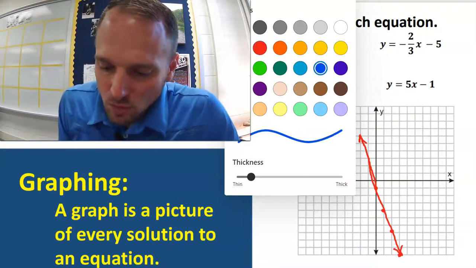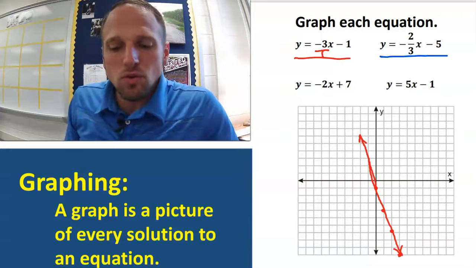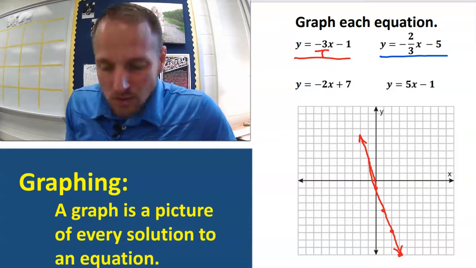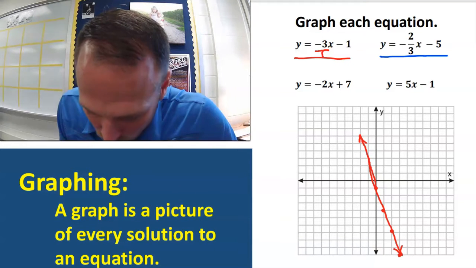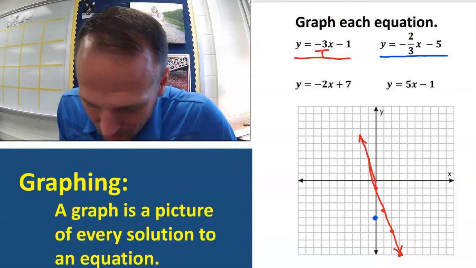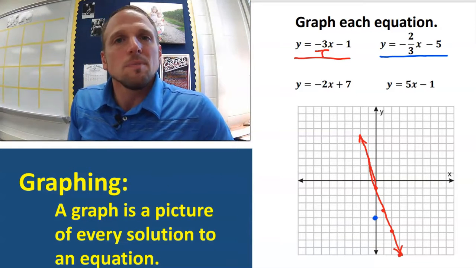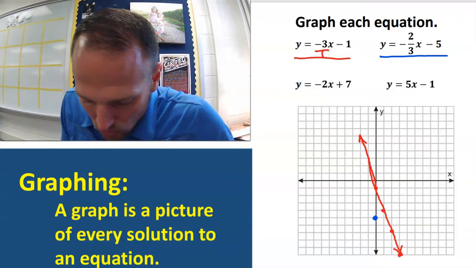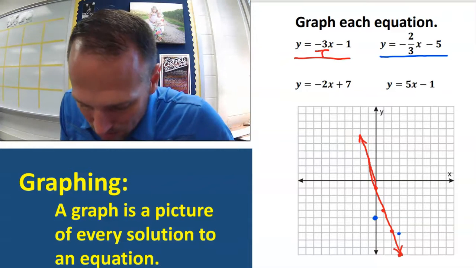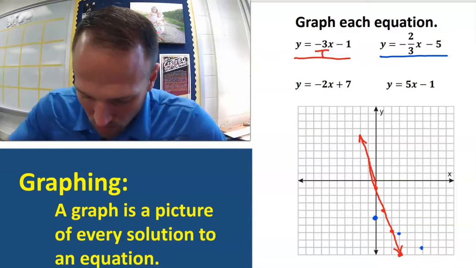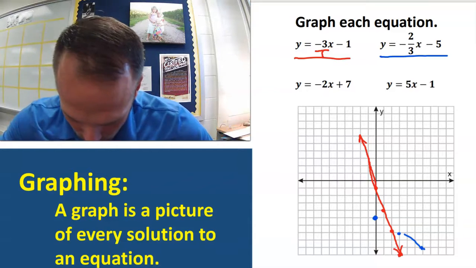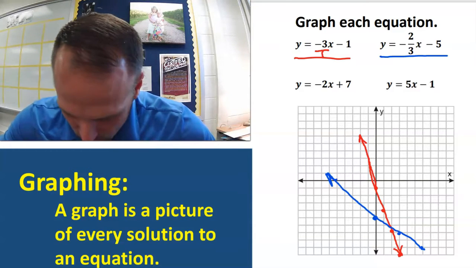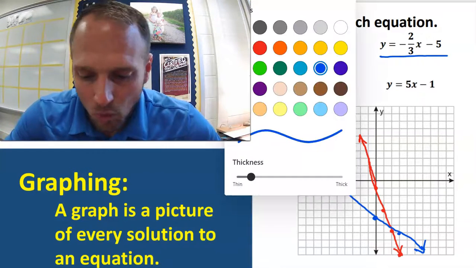I'm going to do the next one in blue. y equals negative 2/3 x minus 5. So my y-intercept is negative 5. 1, 2, 3, 4, 5, going to negative 5 on the y-axis. Then my slope is down 2 over 3, negative 2/3, down 2 over 3, down 2 over 3. And this is my line, more or less.